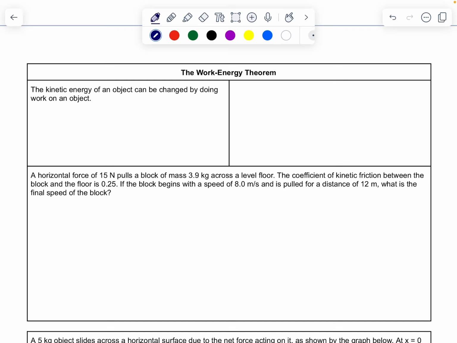And all those pieces come together in something called the work energy theorem, which very simply tells us that there is a relationship between the amount of work done and the change in energy that an object experiences. Now, we will get into different types of energy changes in the coming weeks. However, our focus primarily right now is on the relationship between kinetic energy and work.